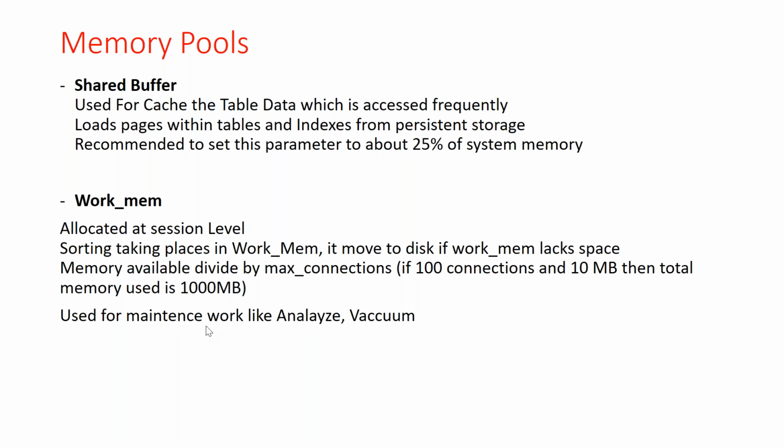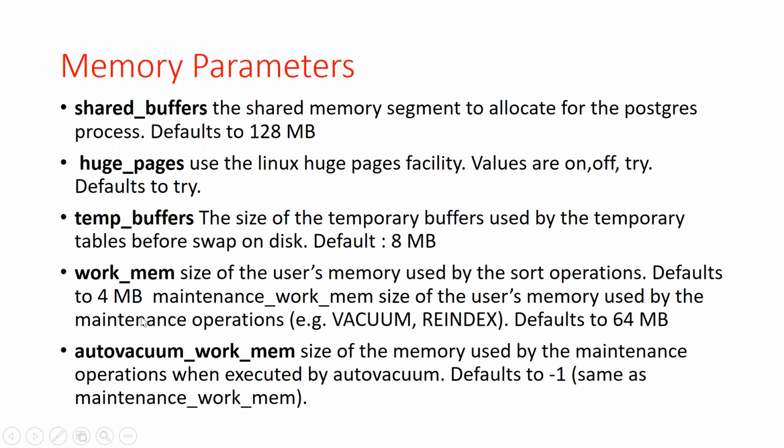But if you type a command of analyze or vacuum, then it becomes different. Otherwise each session takes a work memory, but if you say vacuum and other things, then one more memory is allocated: the autovacuum work memory. Autovacuum is the process which runs automatically, so it takes up a different memory. This is the size of the memory used by the maintenance operation when executed by autovacuum.